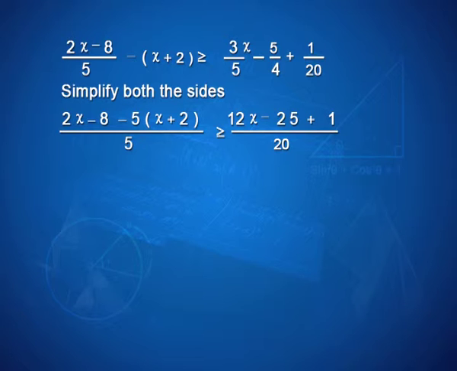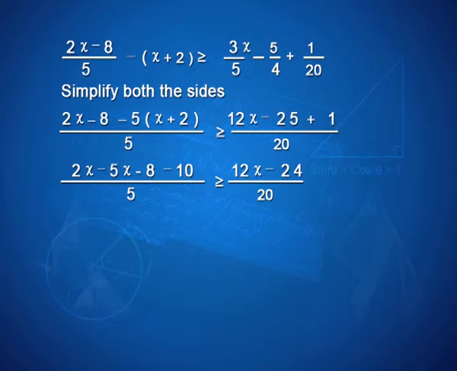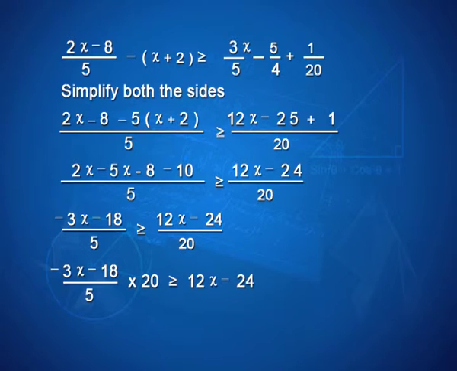The left hand side becomes 2x minus 5x minus 8 minus 10 by 5, and the right hand side becomes 12x minus 24 by 20. Therefore, simplifying to minus 3x minus 18 upon 5 is greater than or equal to 12x minus 24 by 20. Taking 20 on the left hand side because it is a positive number gives us minus 3x minus 18 upon 5 multiplied by 20 is greater than or equal to 12x minus 24.